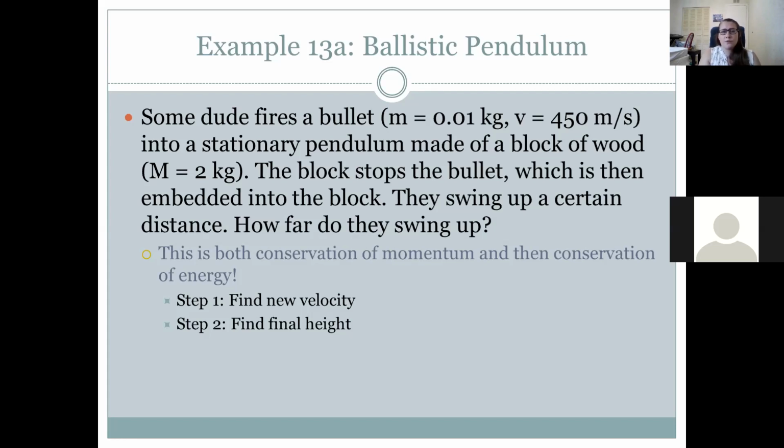So first of all, what kind of collision is this? And how do you know? Perfectly inelastic. How do you know, Gabriel?